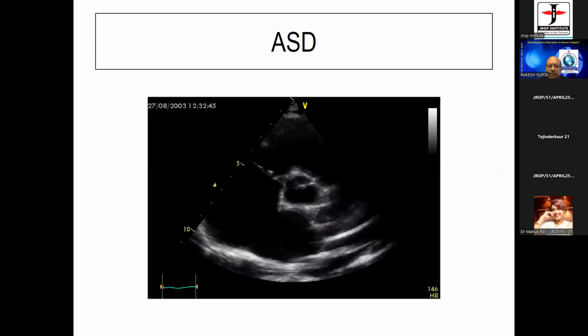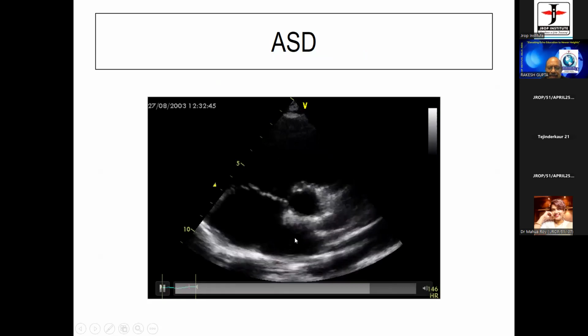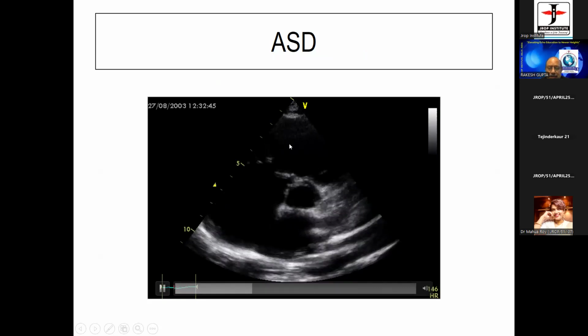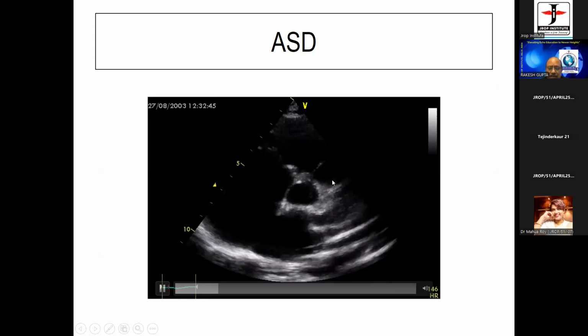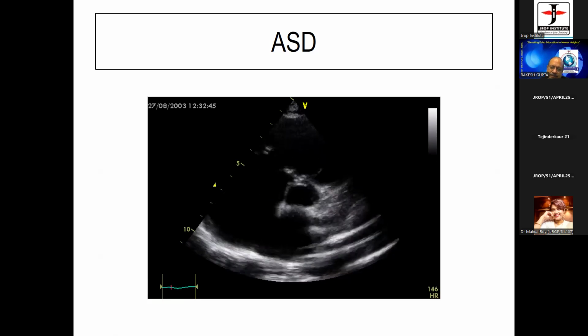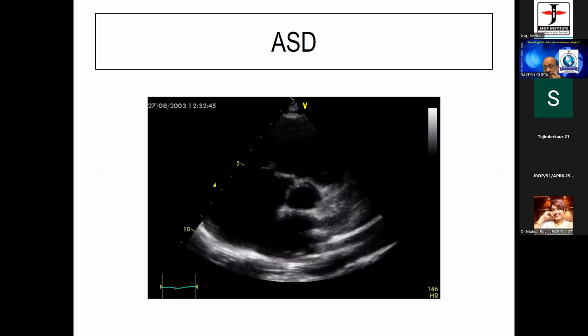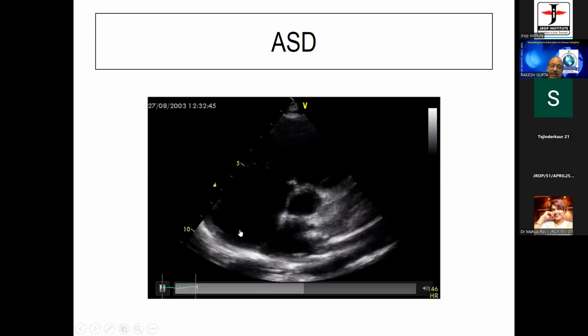This is a patient with a subcostal window. Here is the aorta, here is LA, here is RA, here is the pulmonary artery, RVOT. Till now, I cannot say whether an ASD is present or not. Would anybody like to raise their hand to say whether the ASD is present? Without color, but RA is dilated. That's all we can see. Correct. If RA is dilated and RV is dilated, we suspect that an ASD is present.